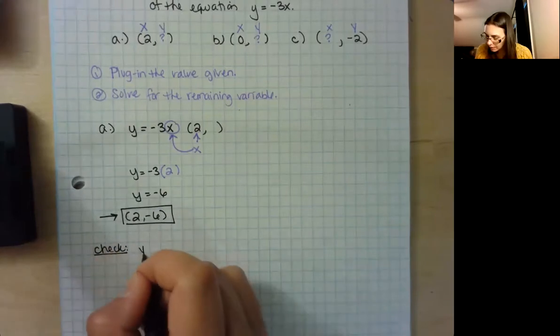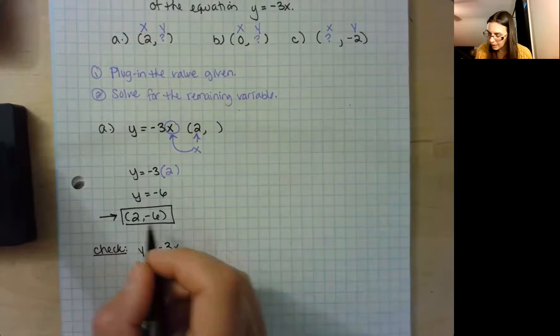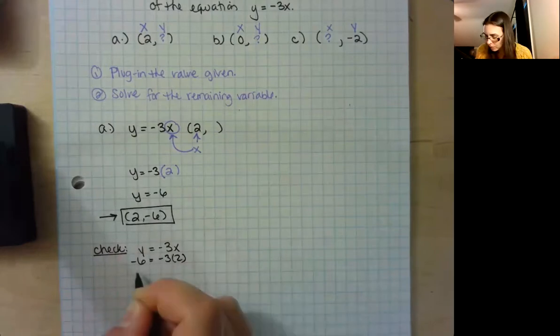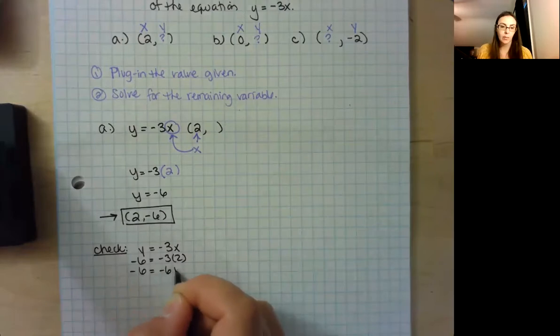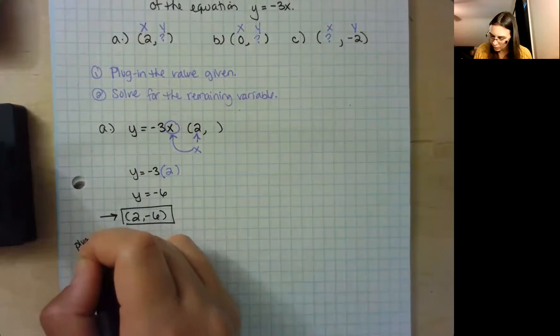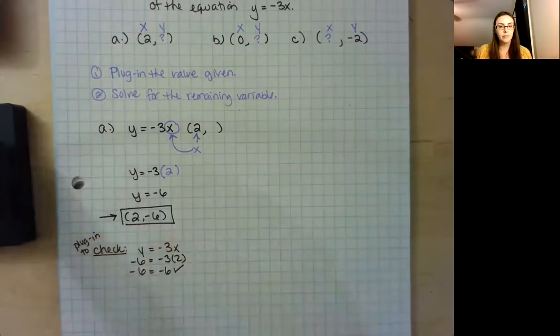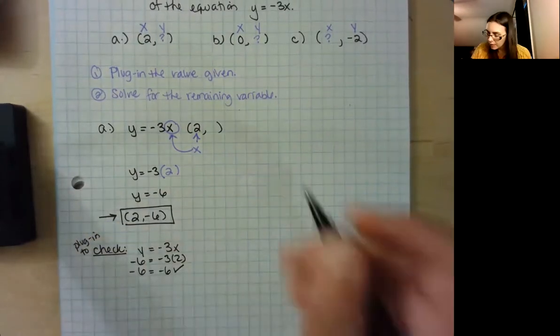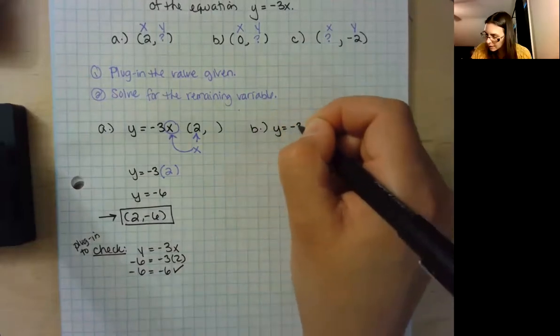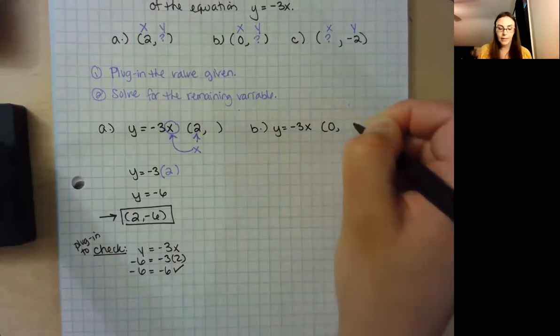And you can check this by plugging it back in. So here was my equation. If I plug this in, I would have -6 equals -3 times 2. And you get a true statement. Let's try B. So again, my equation is y equals -3x, and my point is 0 comma blank.